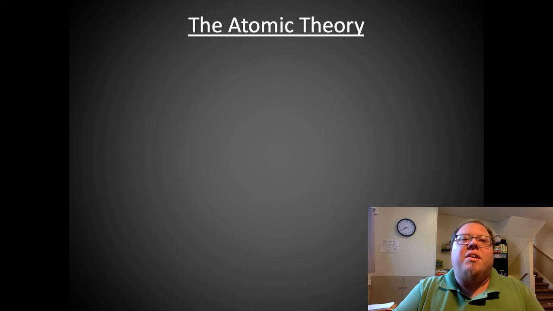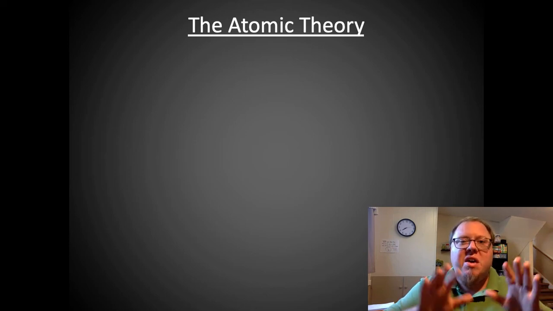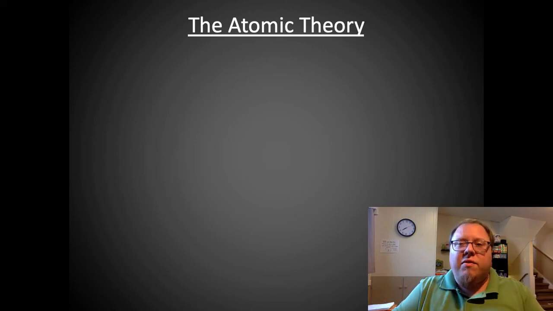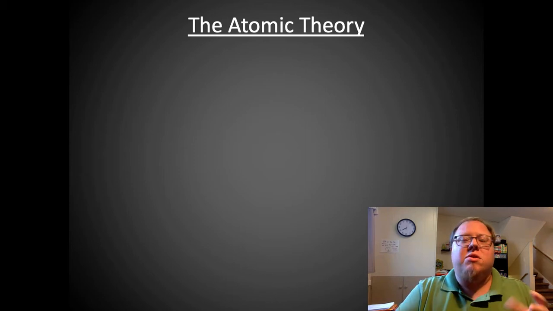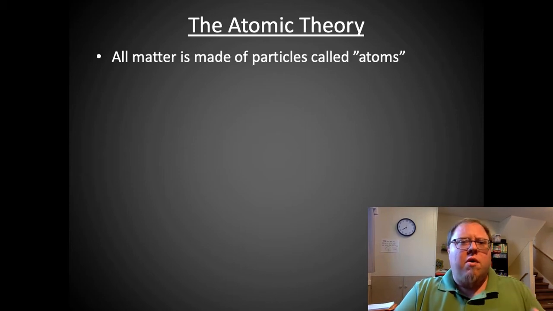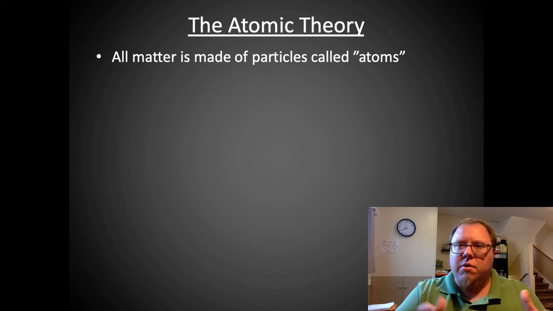So this led scientists to propose what we now call the atomic theory. The scientific theory has lots of evidence behind it, not just what I explained here, but it all led to the atomic theory, the idea that everything's made of atoms. So it's got a couple of parts to it. First off, all matter is made of particles. We call them atoms. Okay?